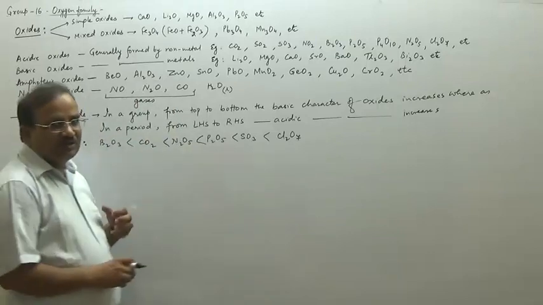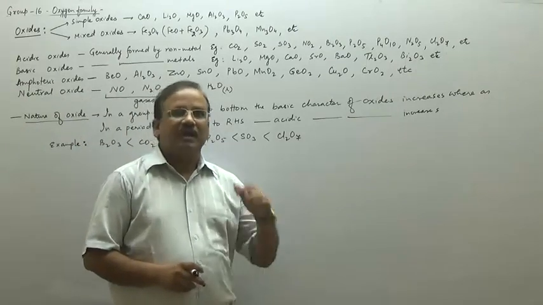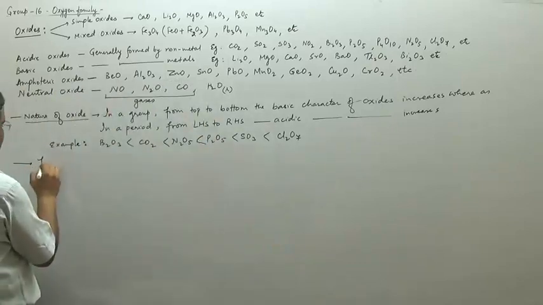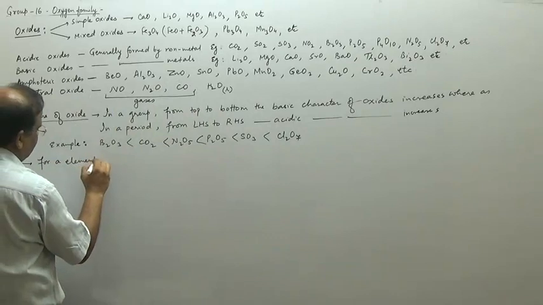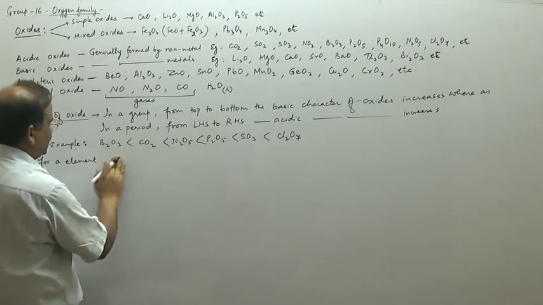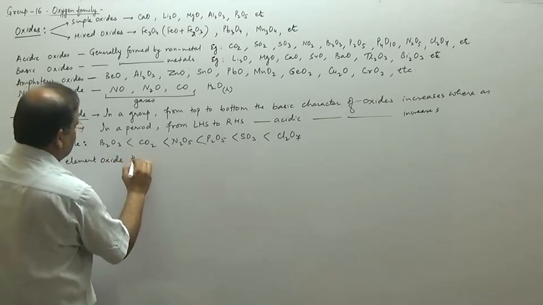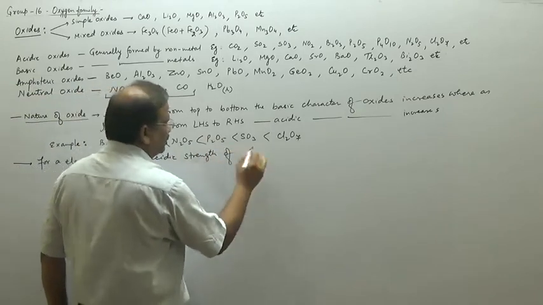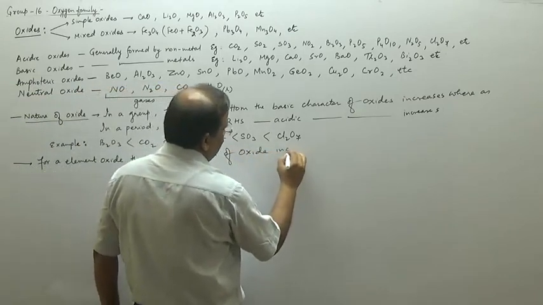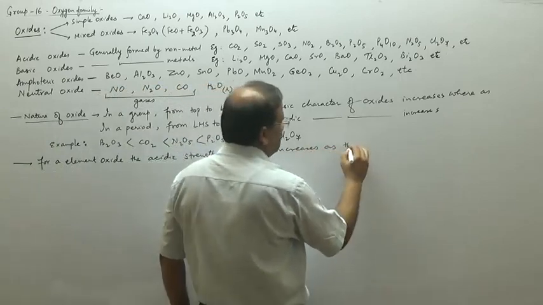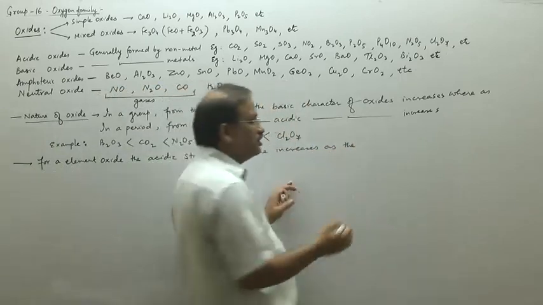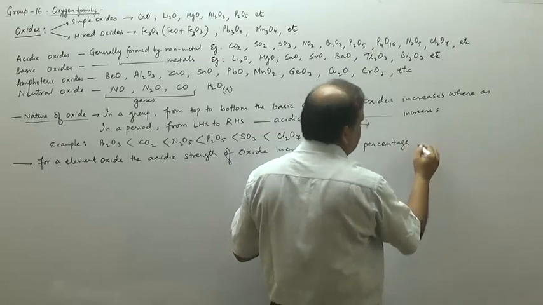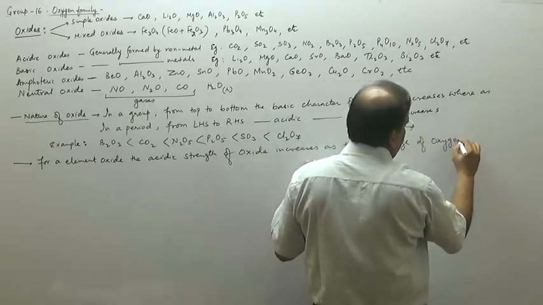Now we can say that for a particular element, for elemental oxides, the acidic strength of the oxide increases as the percentage of oxygen increases.